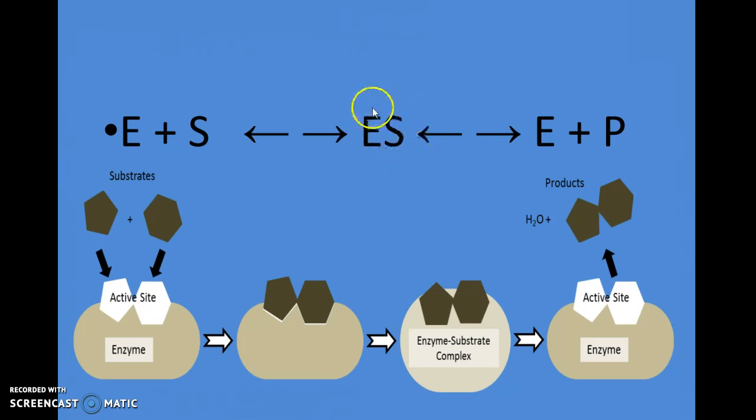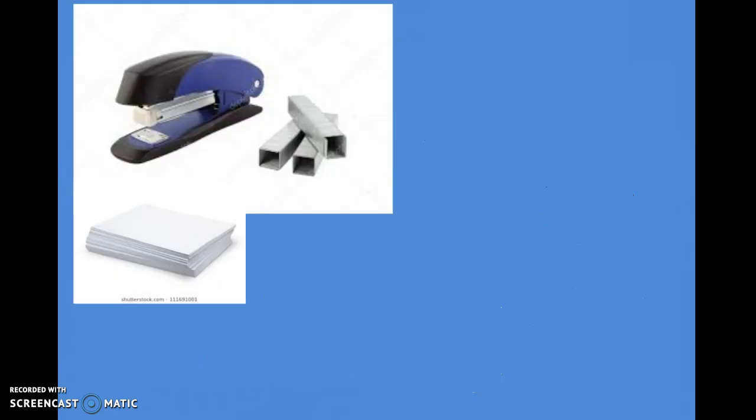When they're reacting together, it's the enzyme substrate complex, ES, and the enzyme is released untouched, unchanged, and the products at the end of the reaction. And that is on page 66 in your book if you want to be looking at it some more.